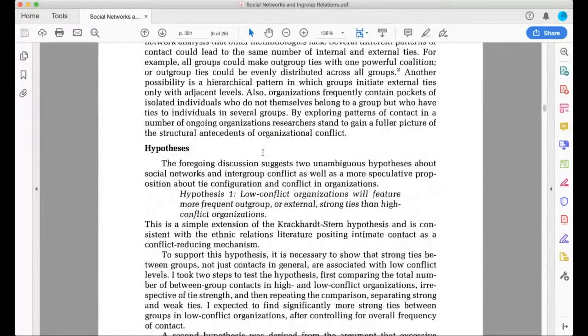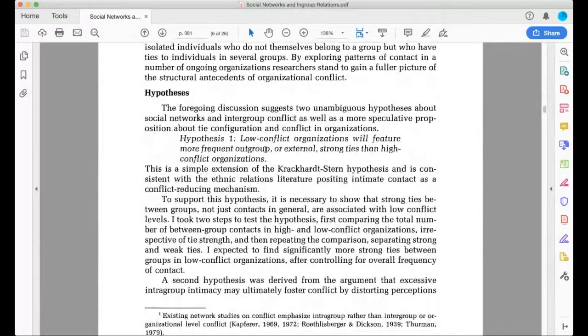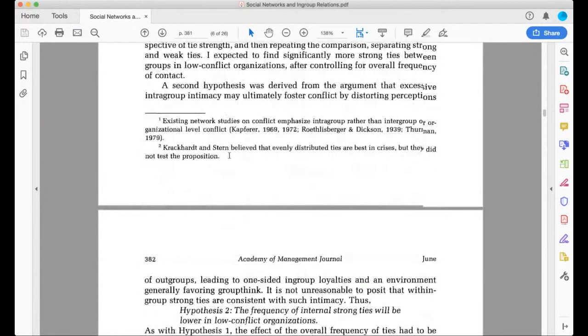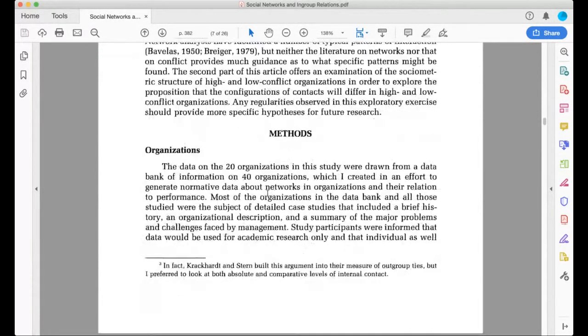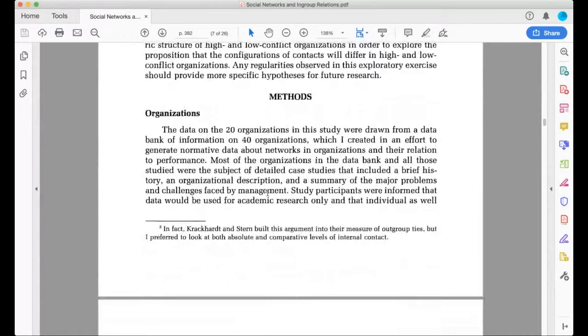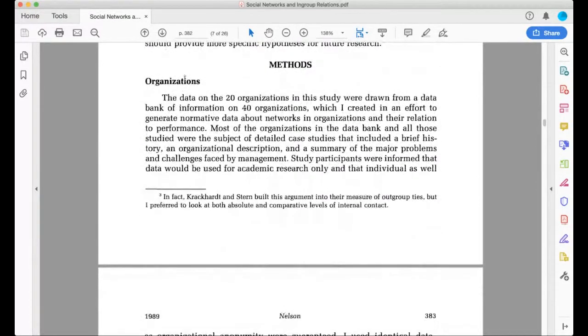We get to the hypothesis. Low conflict organizations will feature more frequent outgroup or external strong ties than high conflict organizations. Second hypothesis, the frequency of internal strong ties will be lower in low conflict organizations. So there's two hypotheses, okay? Now, the methods, what do we need to know?